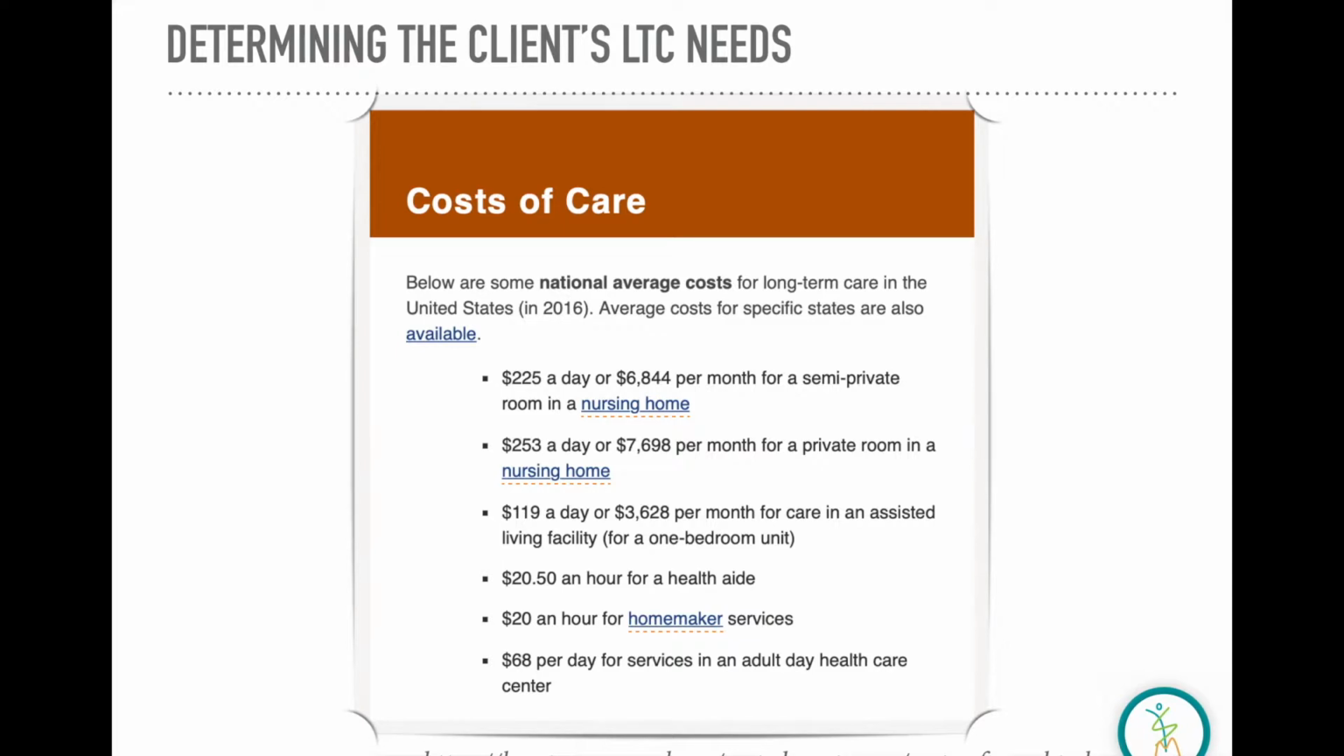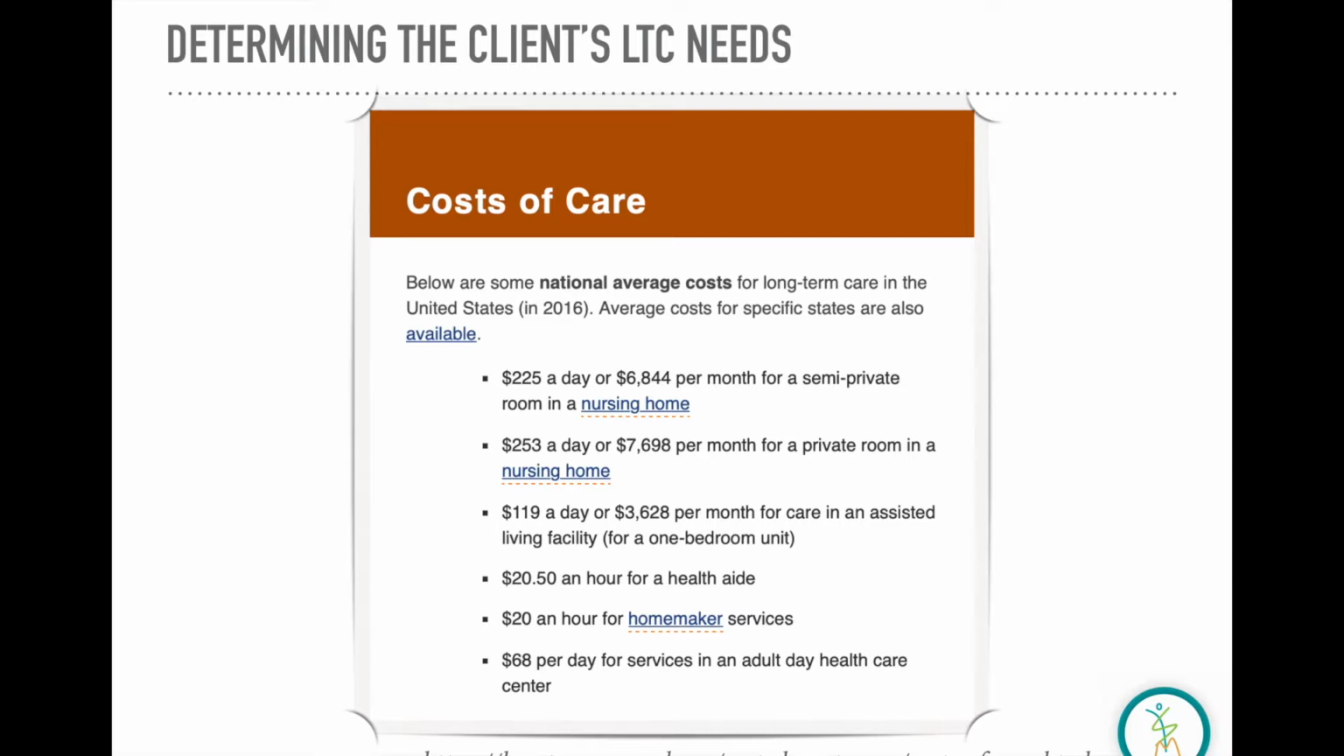So you've gotten everybody at the table and you're sitting down trying to talk about long-term care costs and evaluating their needs, and what we're going to pay attention to in this training video is the cost per month. A semi-private room in a nursing home is about $6,800 a month, $7,700 on the other hand for a private room, about $3,600 per month to be in an assisted living facility. If you have somebody come to your house, you're looking between $20 and $21 an hour that you're paying them. Or if you go to an adult daycare center, $68 a day, or roughly $2,000 to $2,100 a month.